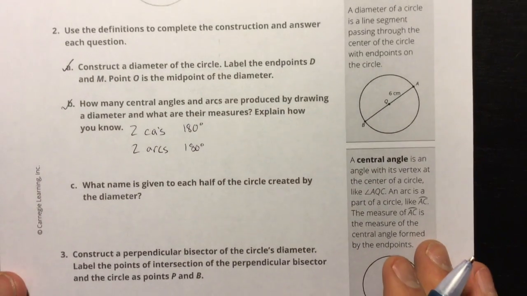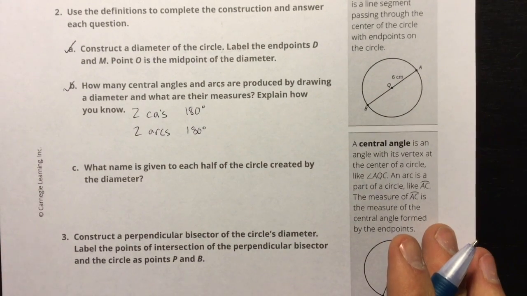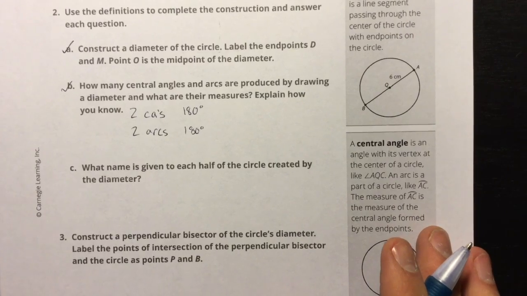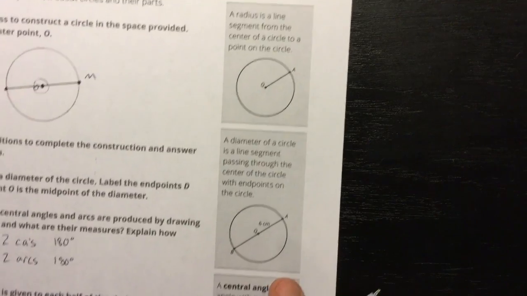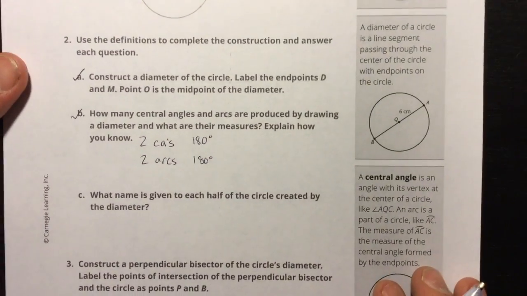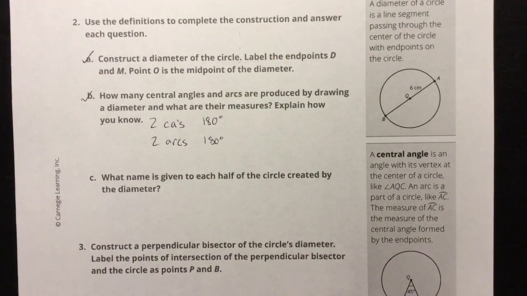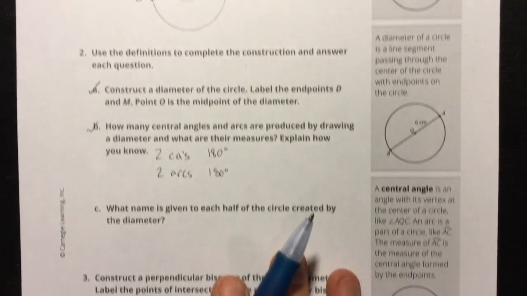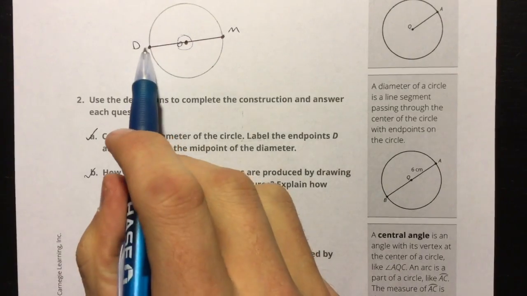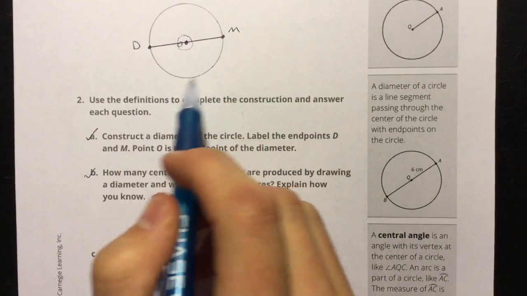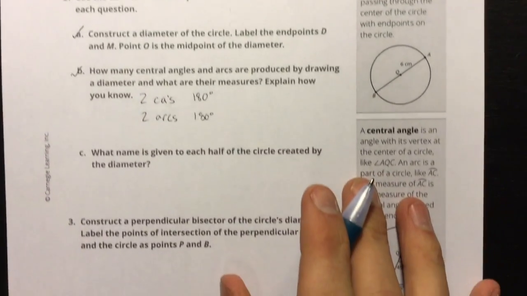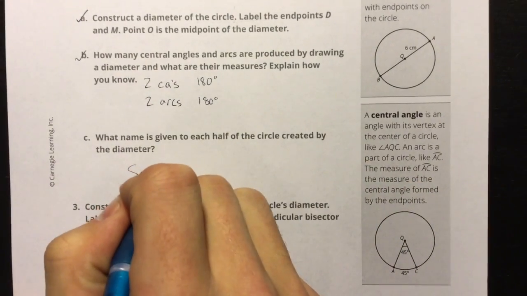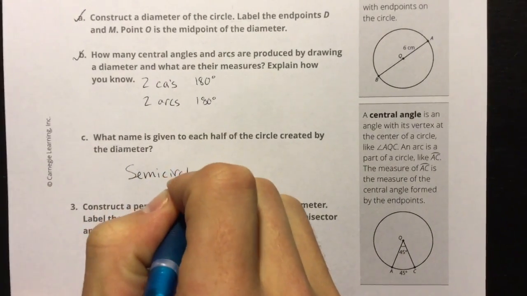Here we go. Number C, what name is given to each half of the circle created by the diameter? So this is a vocab word that hopefully you've seen before. It is not on the side of our thing, so I lied a little bit, but not on purpose. Basically, another way to word this question is, what is the name we use to describe half of a circle, or a circle that is cut in half? Okay, for that, we're going to go ahead and call that a semicircle.